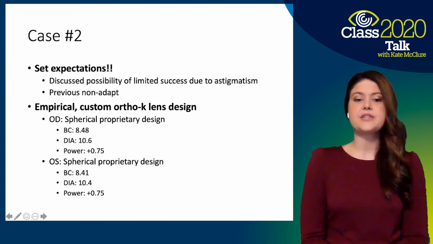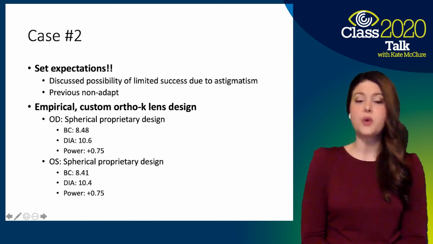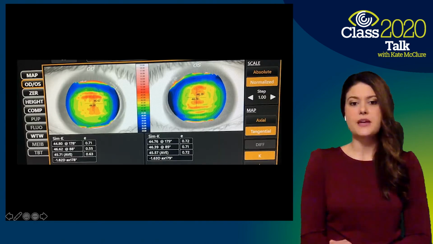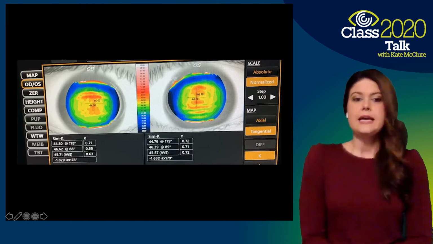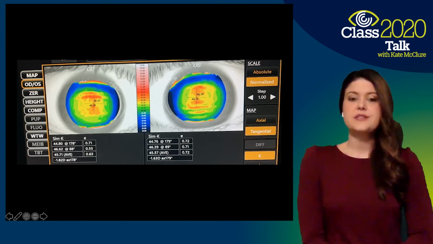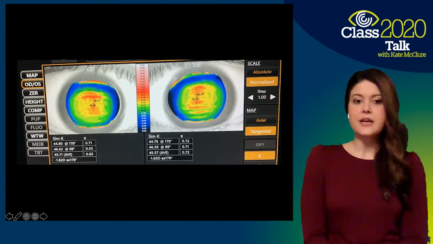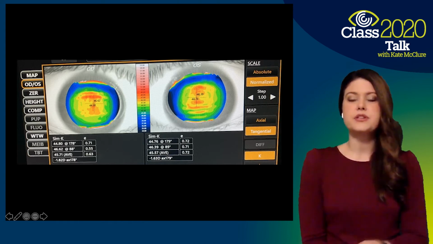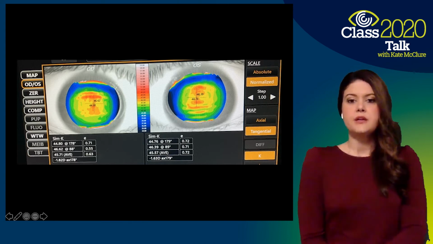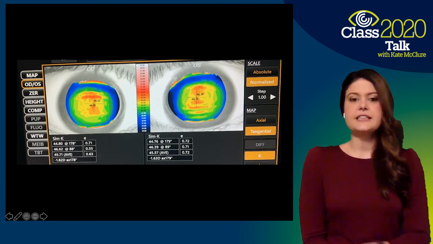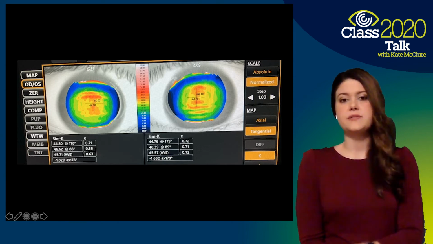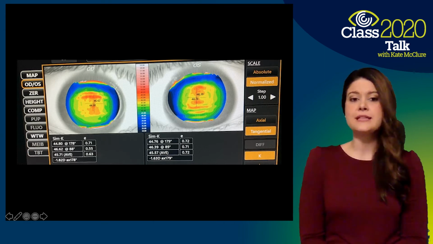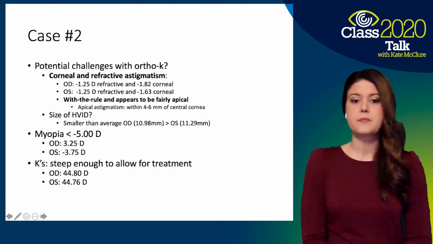Now, why did I decide to do a spherical design and not a toric Ortho K design? Looking once again at the patient's astigmatism, it's fairly apical and contained within the central cornea. So I felt like we could flatten most of that astigmatism with a spherical lens in the central portion of the treatment zone. I was fairly confident that I'd have good success with a spherical lens, so I wanted to try that first. Certainly could try a toric lens, but in this case, I wasn't sure that I would need it.